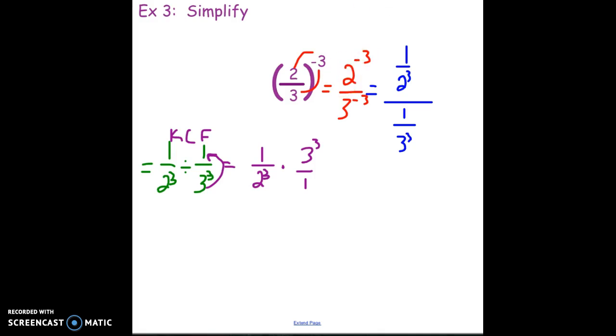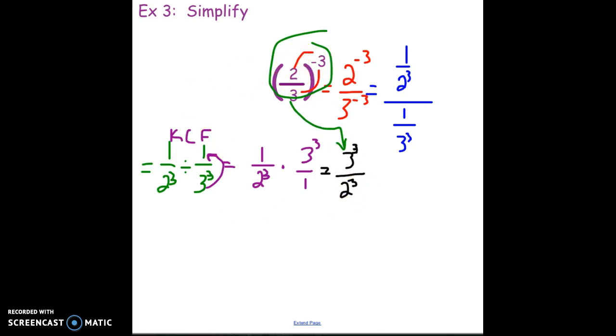From here, we're going to multiply straight across. So 1 times 3 cubed is just 3 cubed. 1 times 2 cubed is 2 cubed. And that's going to be our final answer. Now look how easy it is to go from the original problem down to this final answer. All you have to do is distribute and flip.